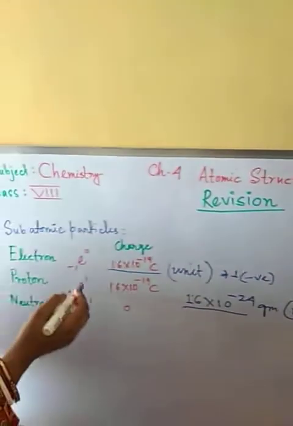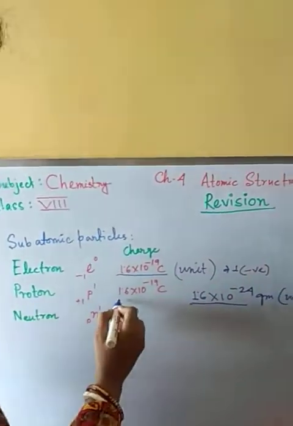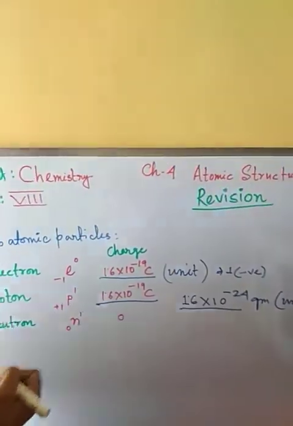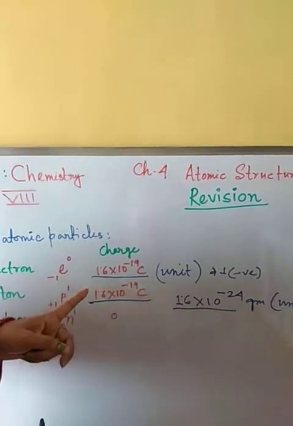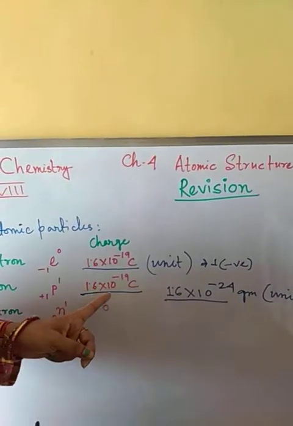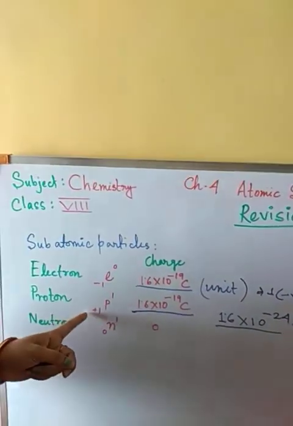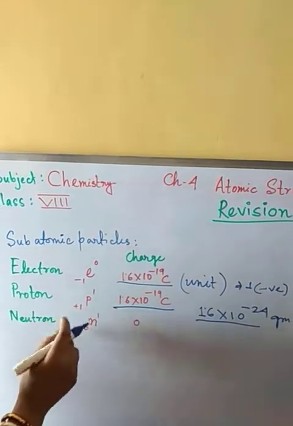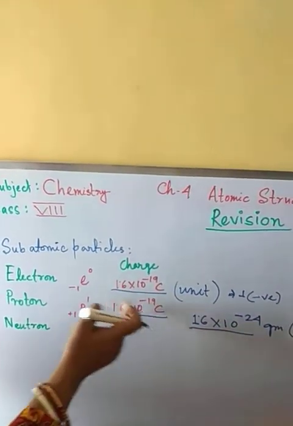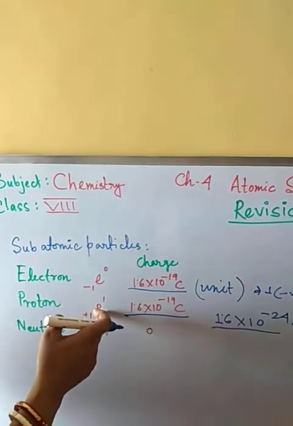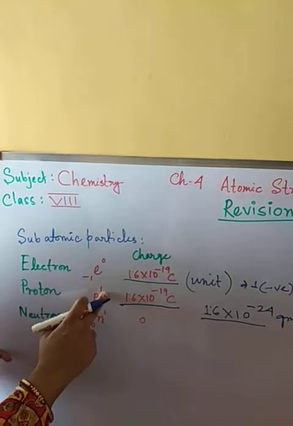So 1 unit of mass is there in proton, and its charge is same as the charge of electron, that is 1.6 into 10 to the power minus 19 coulomb, but here it is positive. Proton is having this positive charge, and as this is again the unit charge, proton will be represented in this manner: P1 plus 1. This is for the charge of proton, and this is for the mass of proton.